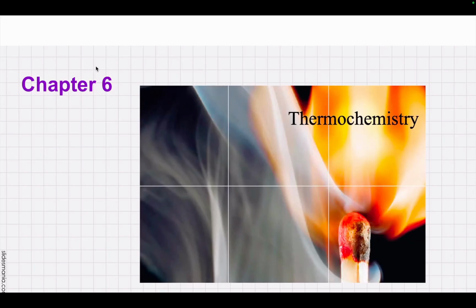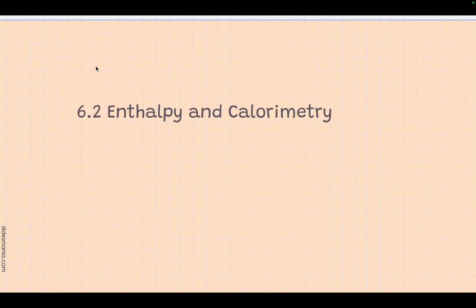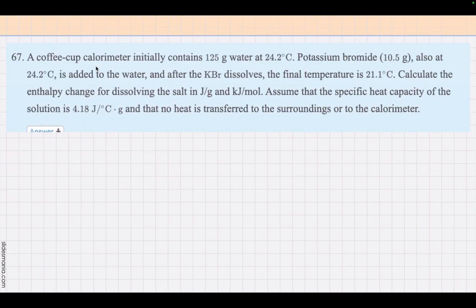This is an AP video with a couple more examples of calorimetry calculations, which is 6.2. These are in our textbook. They're review problems at the end. And I'm going to start with this one.